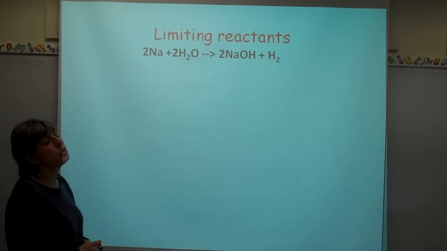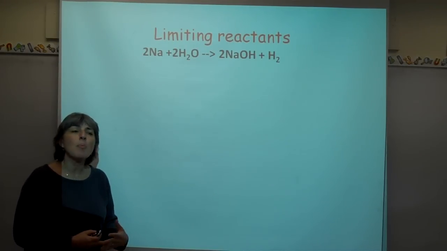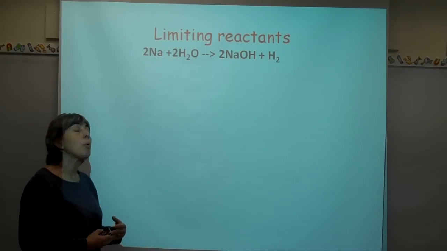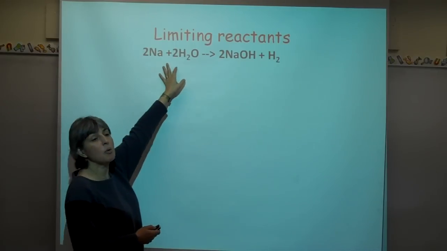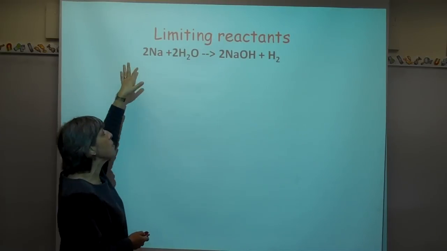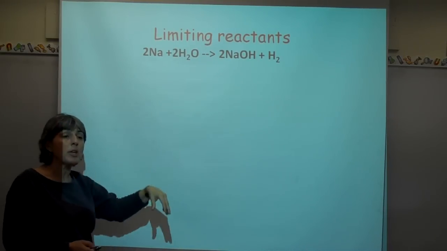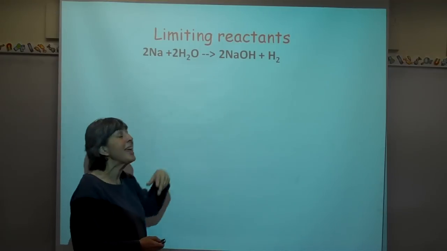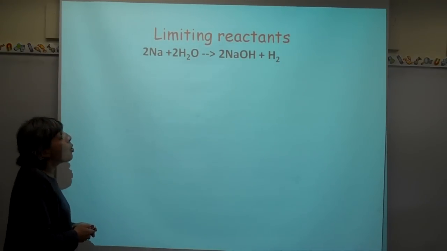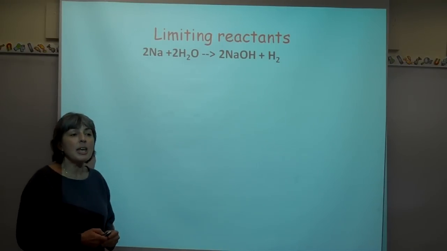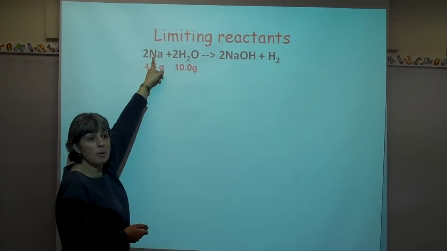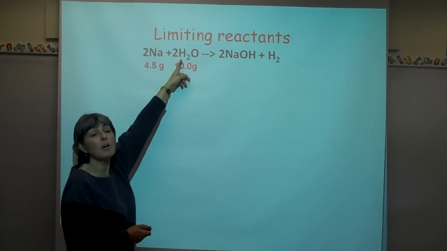So the steps to doing a limiting reactant problem start off the same way as a regular stoichiometry problem. You have to have a balanced equation. There's no way of getting around having a balanced equation. We're going to use the same equation that we've used before, sodium going into water to make NaOH and hydrogen. It's balanced, okay? It's got the coefficients that make it balanced. And the information that you're given is that you have 4.5 grams of sodium reacting with 10 grams of water.